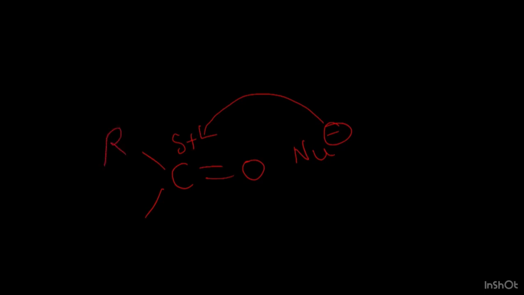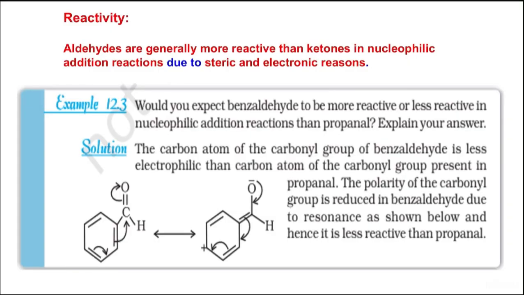There is only one R group and the other one is hydrogen. So, the R group, which is an electron donating group, does not reduce the positive nature of this carbon where the nucleophile is attacking much. But in case of ketone, there are two R groups here, both electron donating R groups. So, the ability of this carbon to attract the nucleophile decreases because these two R groups are shifting the electron density towards the carbon. That's the reason that aldehydes are more reactive than ketones in nucleophilic addition reactions. This was the electronic reason that I just explained.